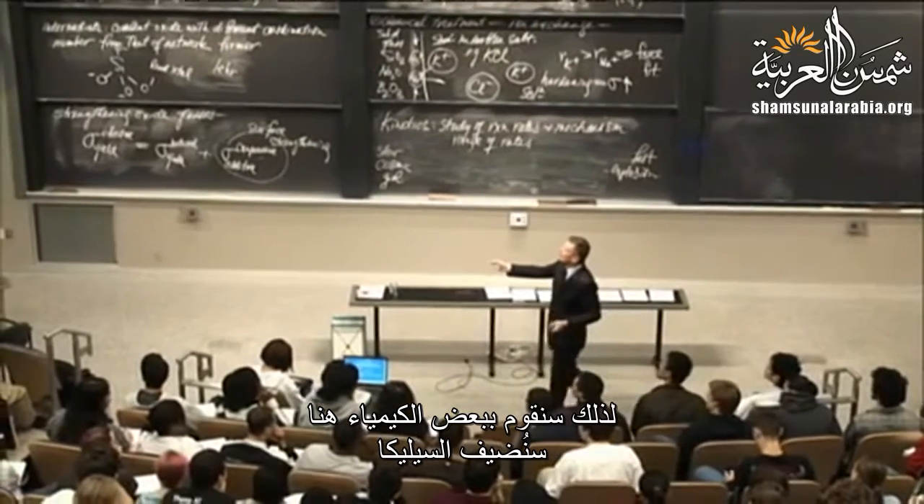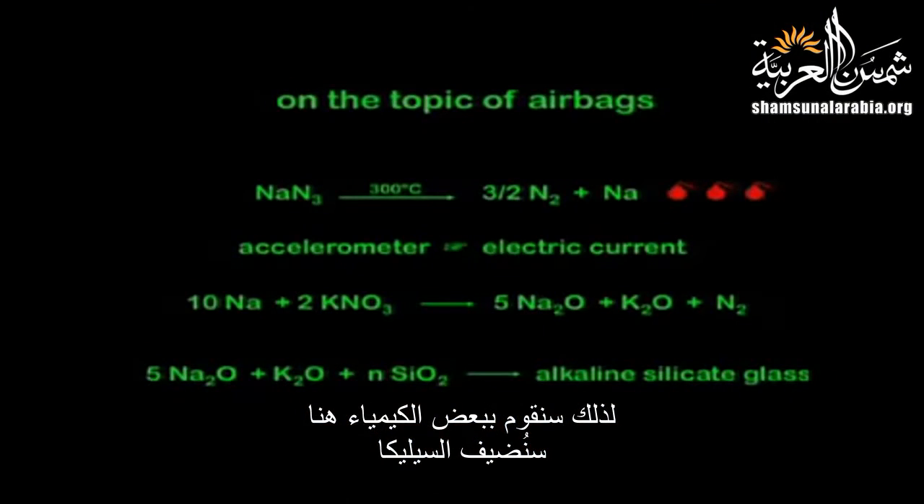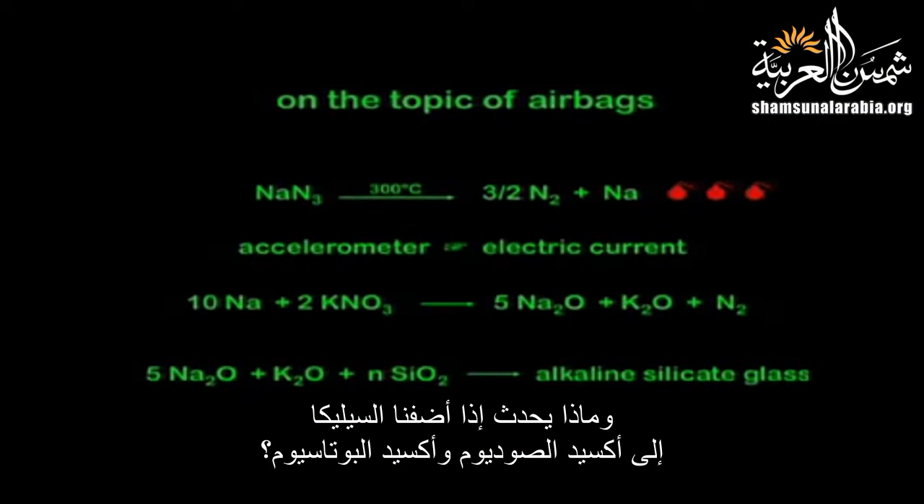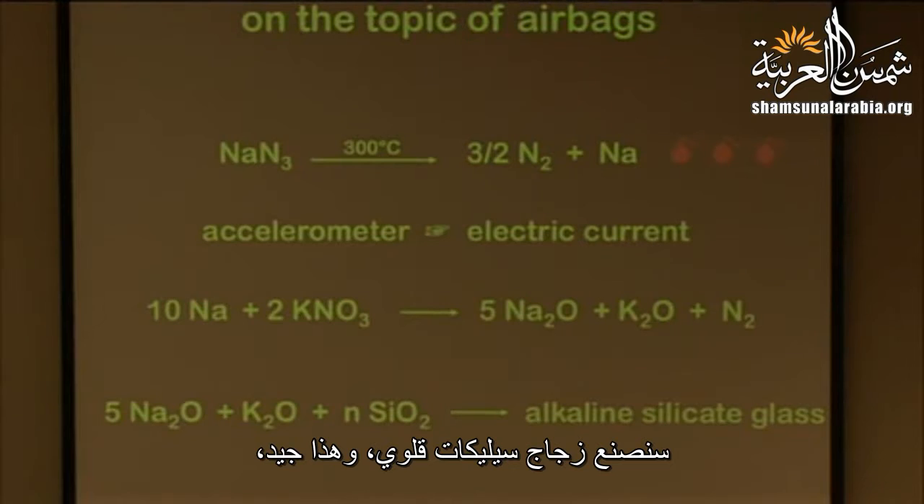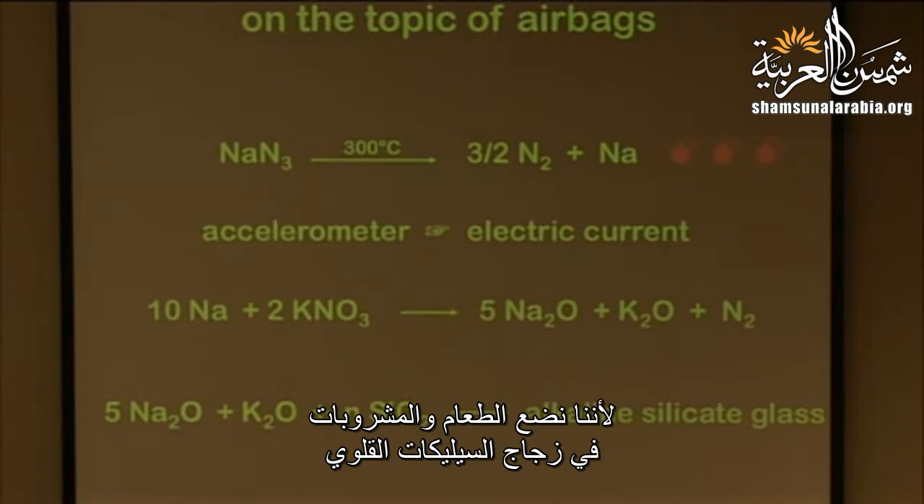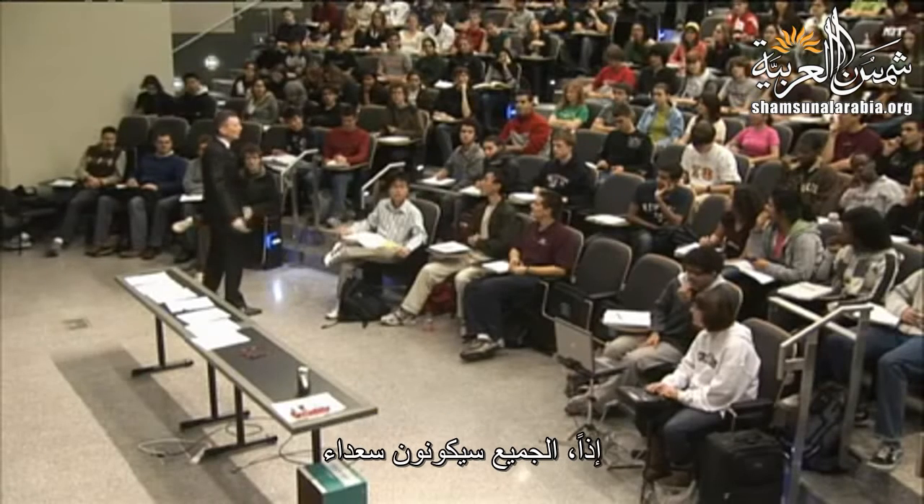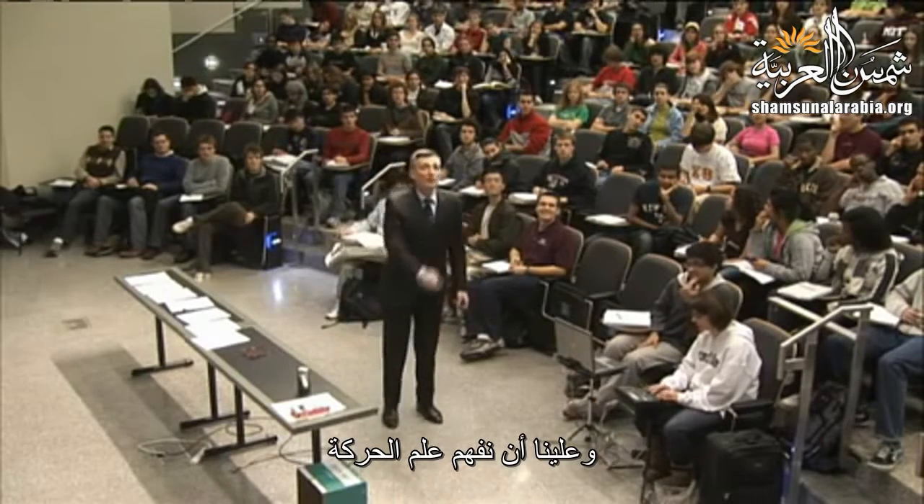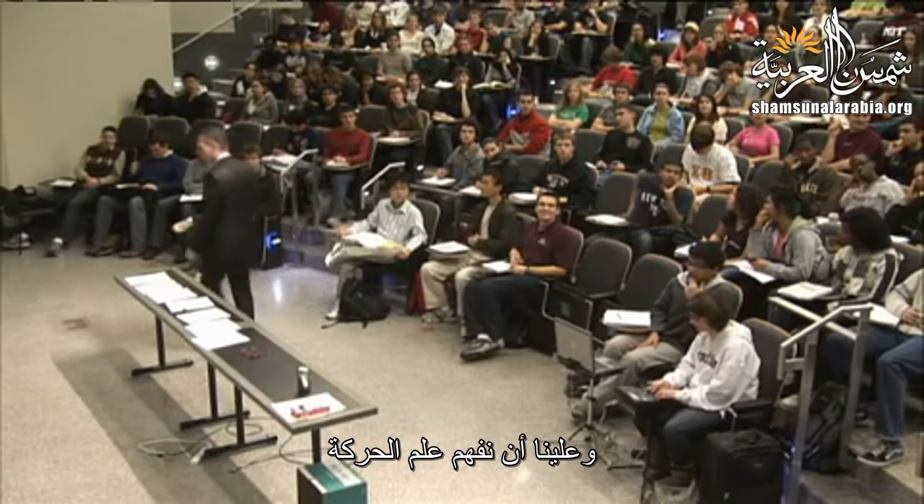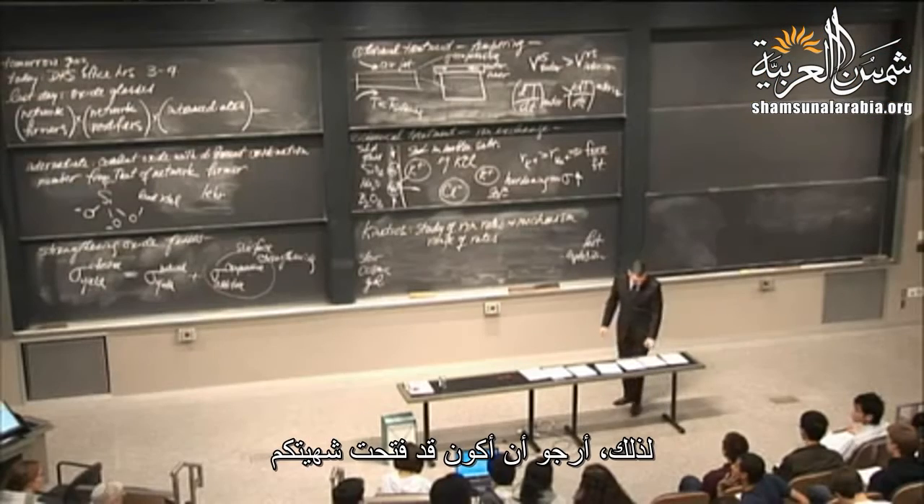And so we're going to keep doing some chemistry here, and we're going to add silica. And what happens if we add silica to sodium oxide, potassium oxide? Well, that's a network former. These are network modifiers that make an alkaline silicate glass, and that's okay because we put food and beverages in alkaline silicate glasses. So everybody's happy. So that's all the chemistry that goes on inside an airbag, and we got to understand the kinetics. So I hope I've whet your appetite.